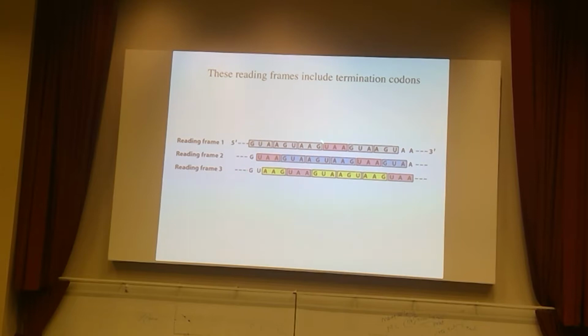There's no tRNA that's going to read that message. So it's going to stop and just make a short little guy. And it'll do this over here as well. It'll be reading out GUA, AGU, AAG. It'll hit that UAA again and stop.